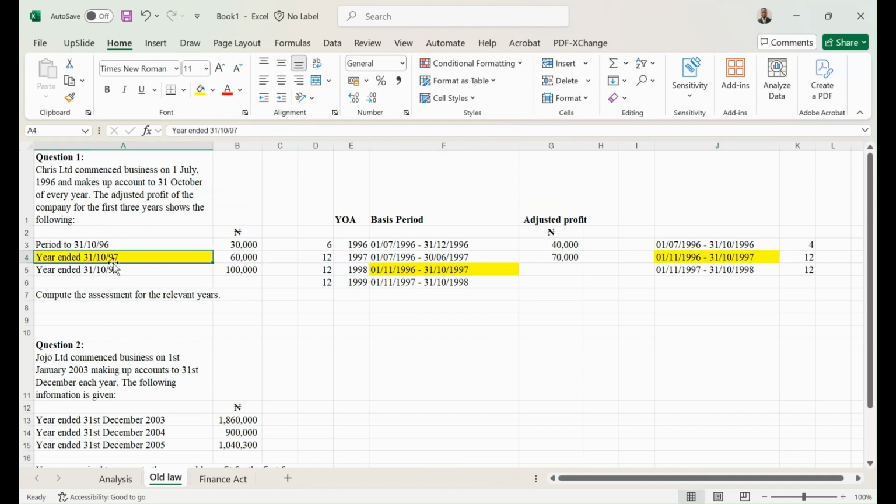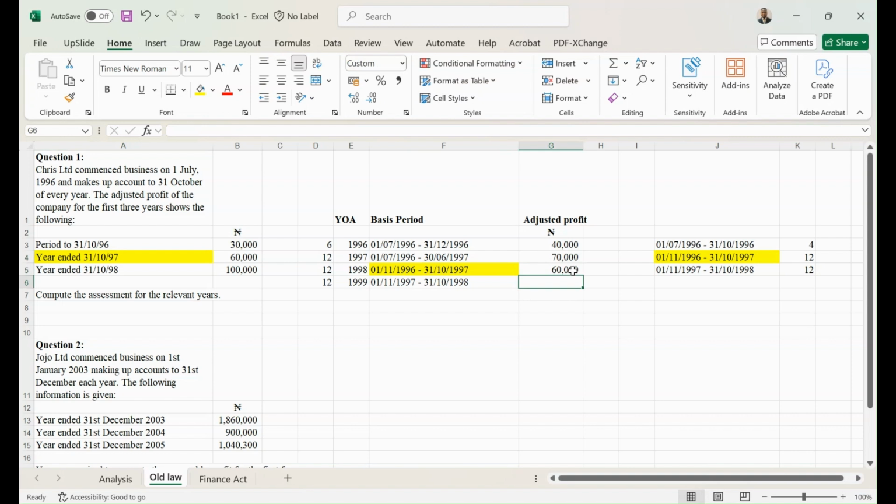Okay, so year ended 31st October 97. It means that we are just going to have it as 60,000, because they are the same dates.